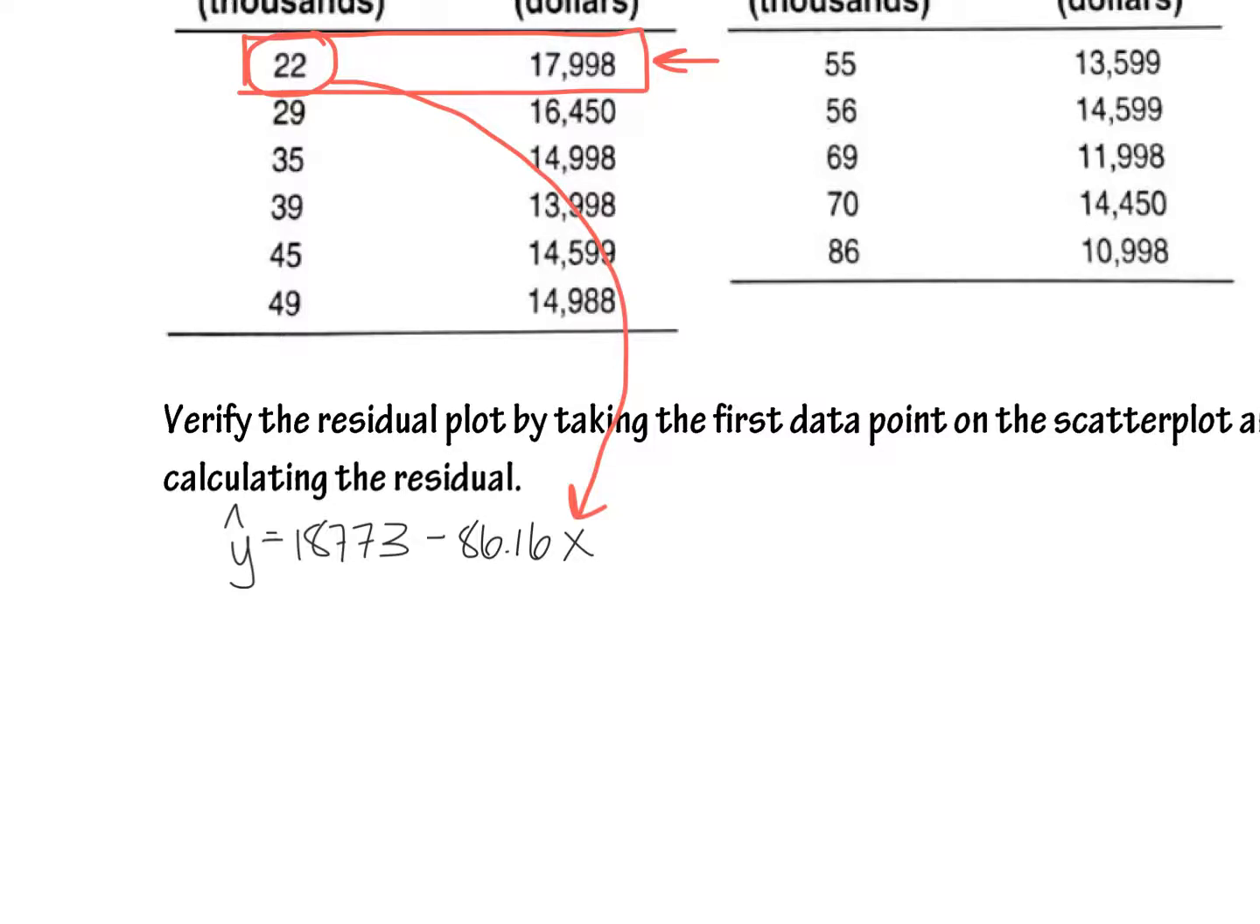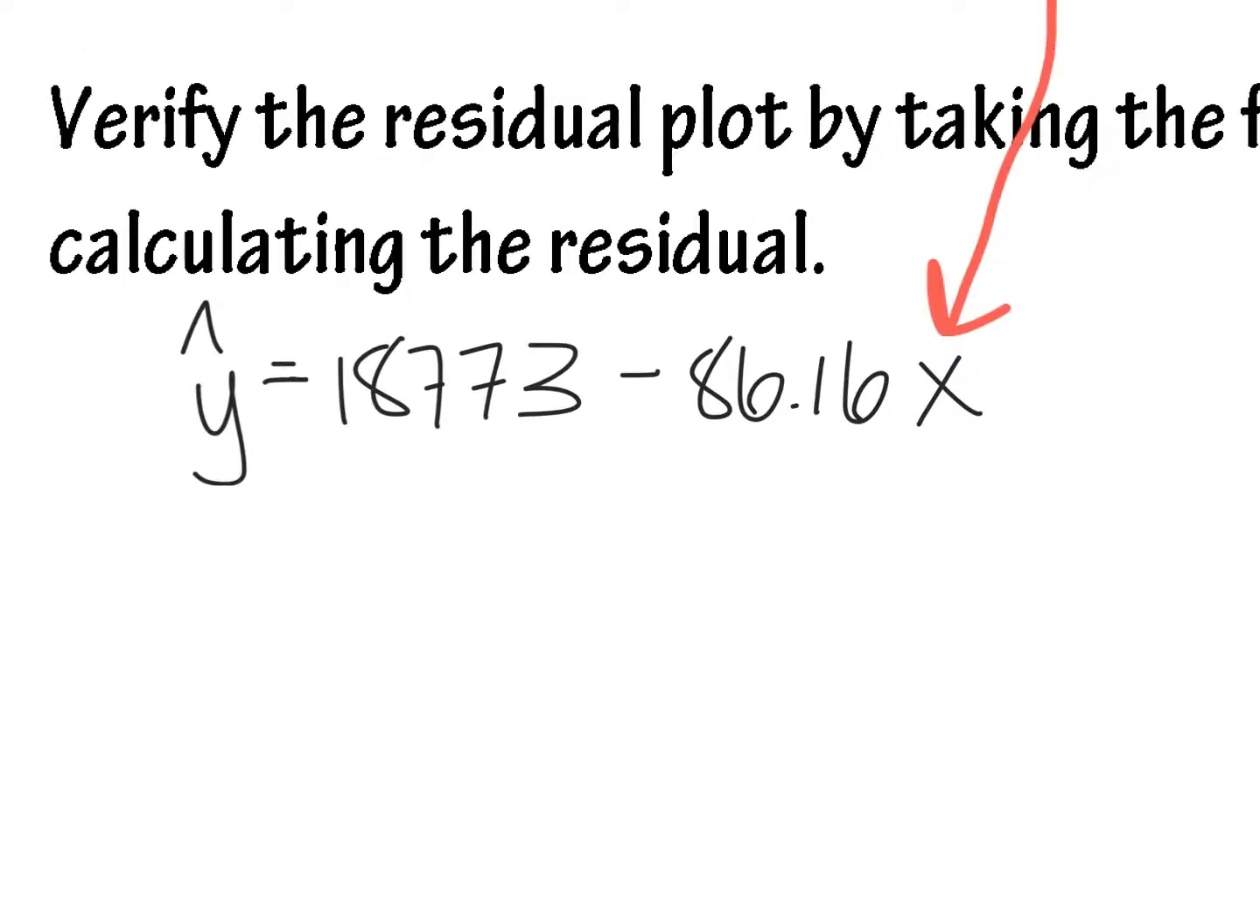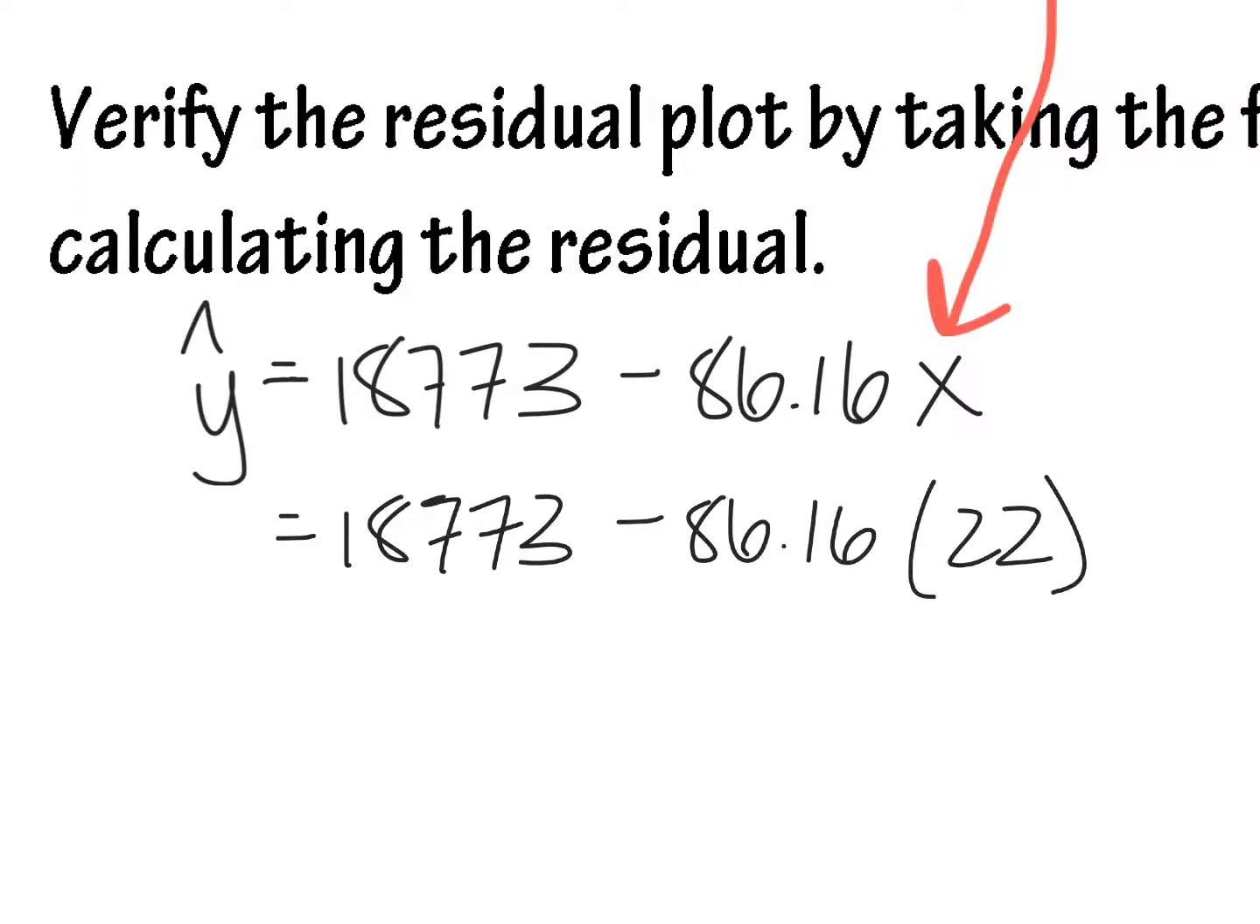The way I'm going to do that is I'm going to take my 18,773 minus 8616, plug in 22. And this is going to give me an answer of 16,877.5. As you can tell, that differs from the price that the car was actually sold for. Good for the salesman for selling it for a lot more than what we predicted.